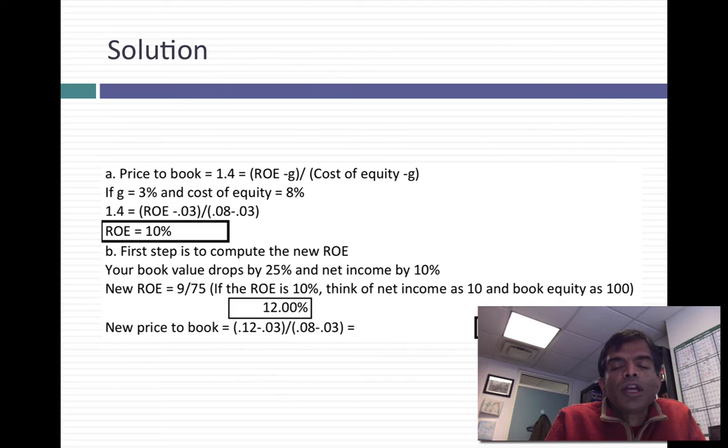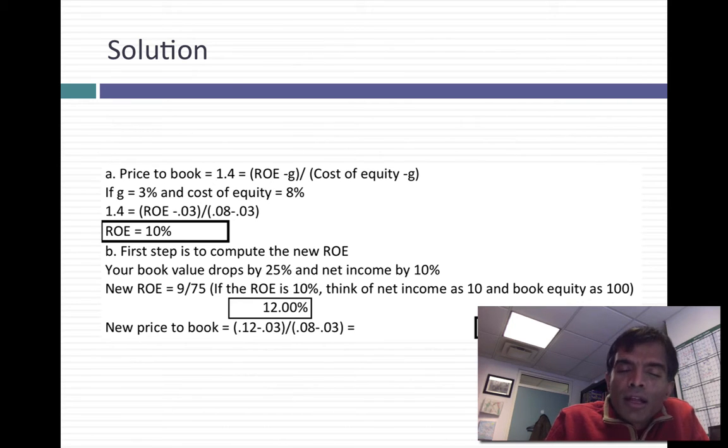The price to book ratio is equal to the return on equity minus the growth rate in the numerator, and cost of equity minus the growth rate in the denominator. So I plug in the numbers: 3% growth rate, 8% cost of equity, 1.4 price to book ratio. There's only one unknown, the return on equity. When I solve for it, I get 10%.